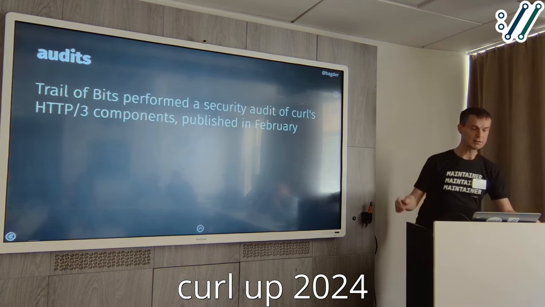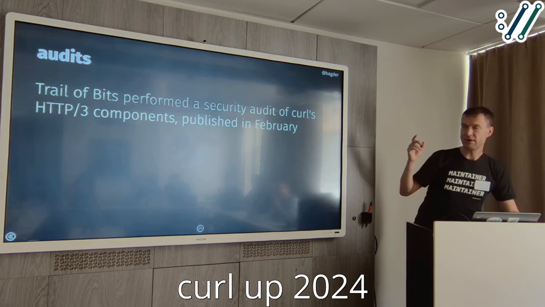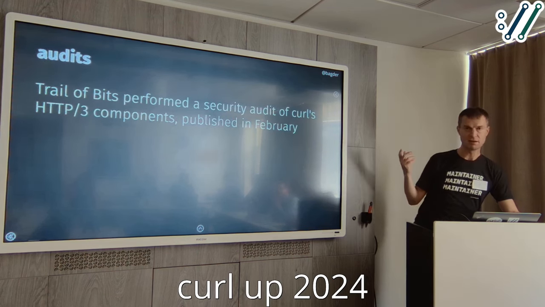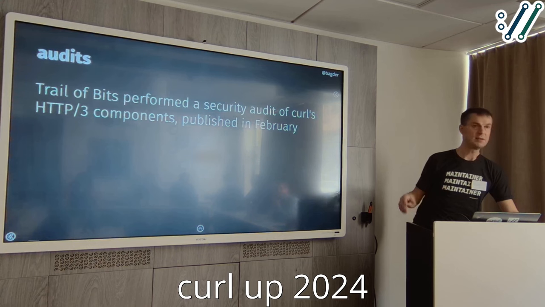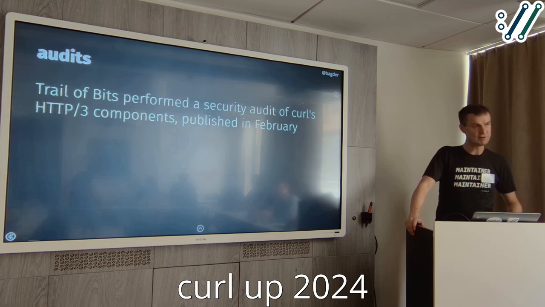Since we didn't have the curl up last year, I just wanted to cram that in. The last audit was this H3 audit they did on the NGTCP2 and NGHTTP3 components that Trail of Bits did. Since they basically just audited curl parts that are using external libraries, it was at least limited out of the entire chunk of code that it actually executes when you do H3, but pretty much their conclusion was that it looked pretty good. That's my translation of it.